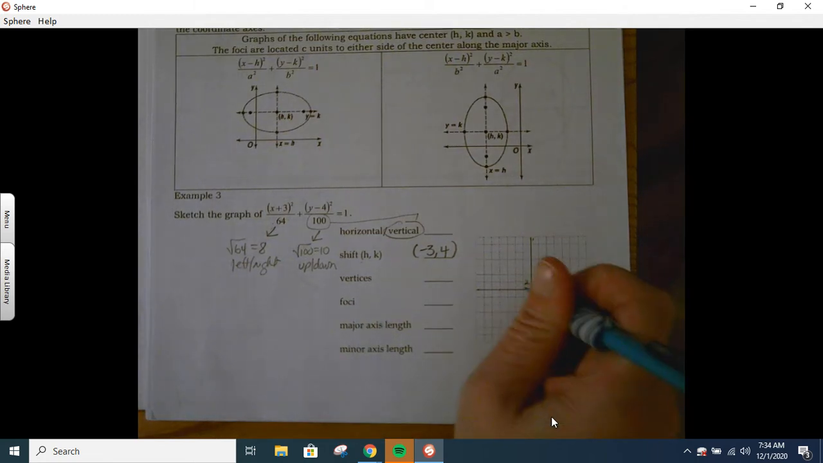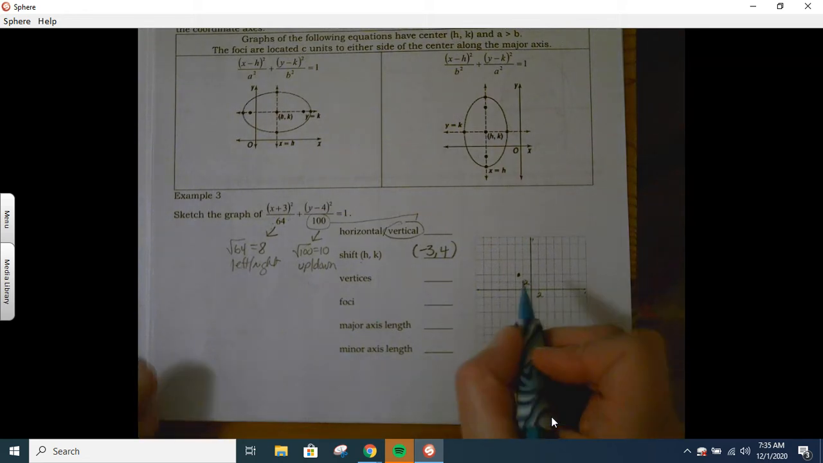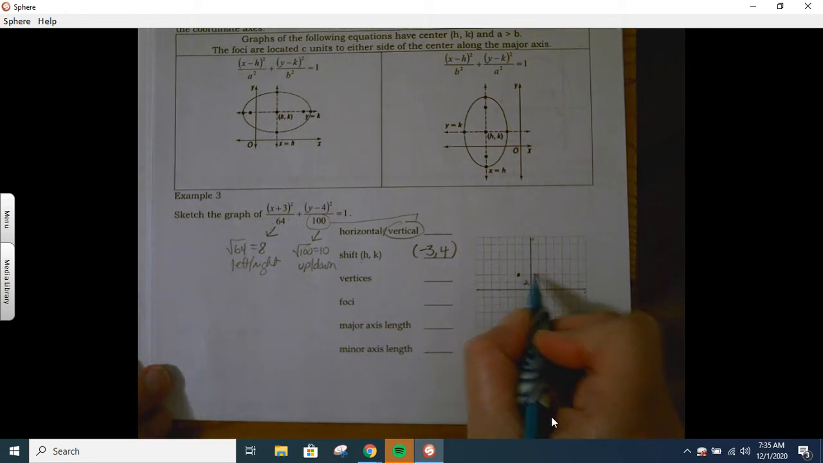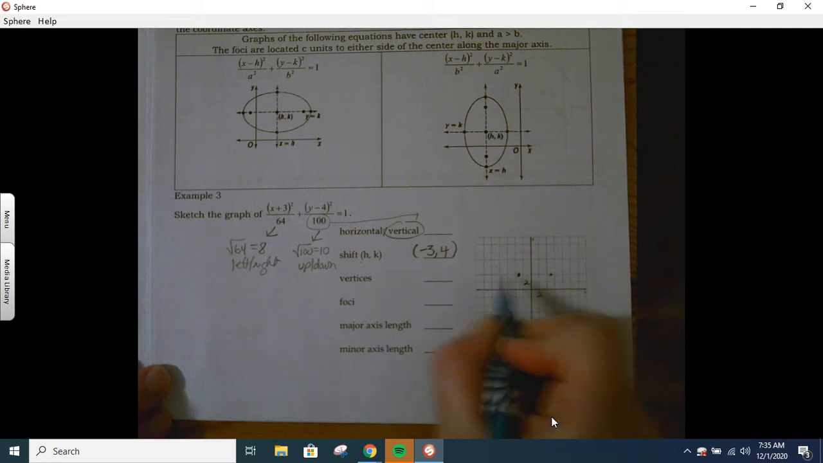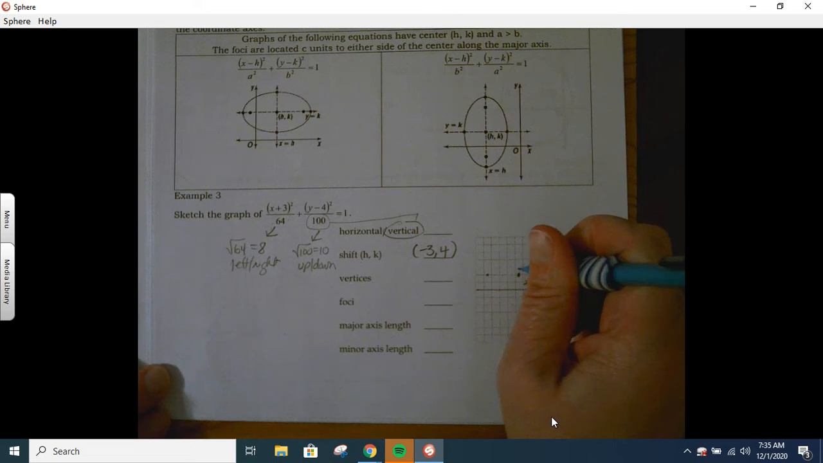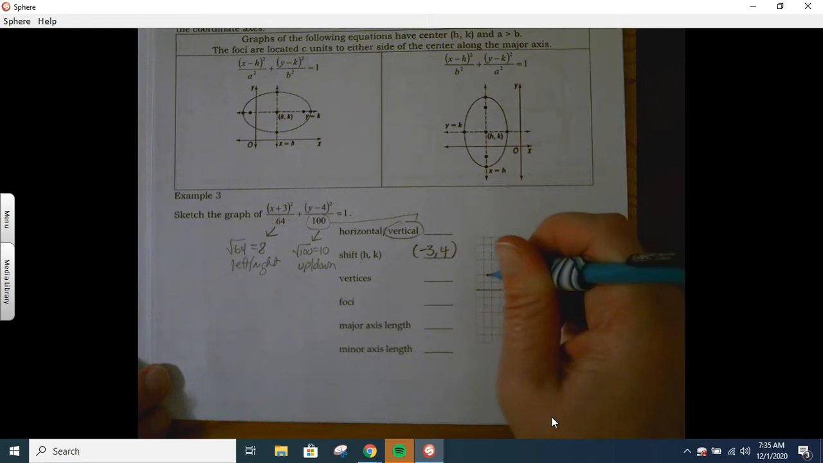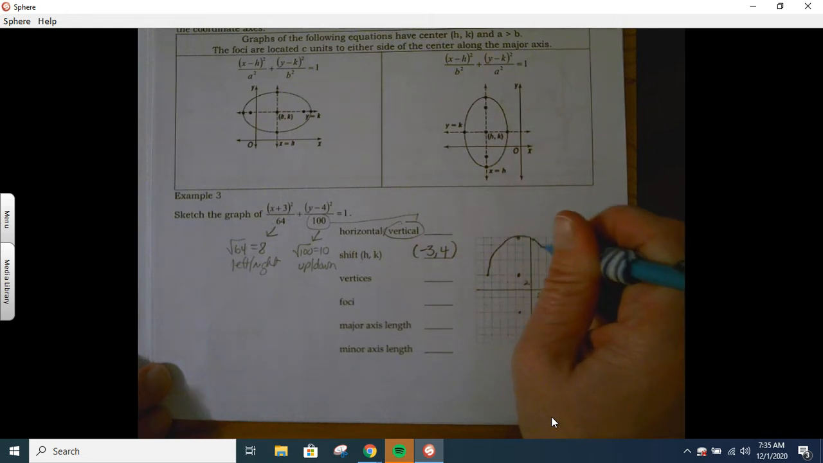And again, I'm going to graph before I fill in the rest of this stuff. So I'm going to go to the left 3 and up 4. Okay, and you should pause and try this on your own. All right, then I'm going to go left and right 8. So 2, 4, 6, 8. 2, 4, 6, 8. And then I'm going to go up and down 10. So 2, 4, 6, 8, 10. 2, 4, 6, 8, 10. And then you're going to draw your ellipse as best you can.